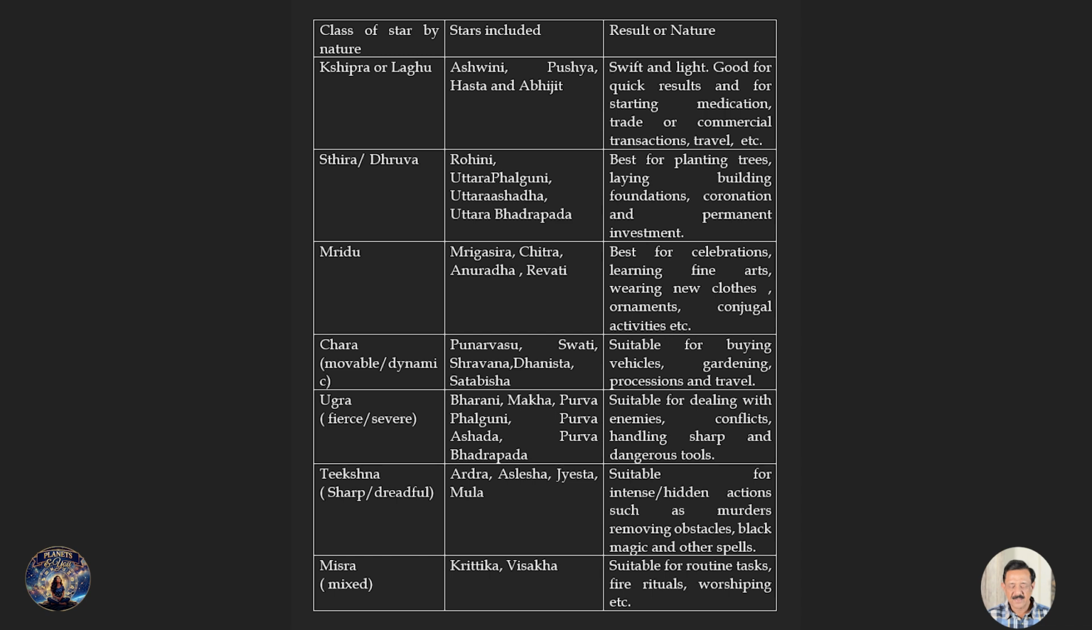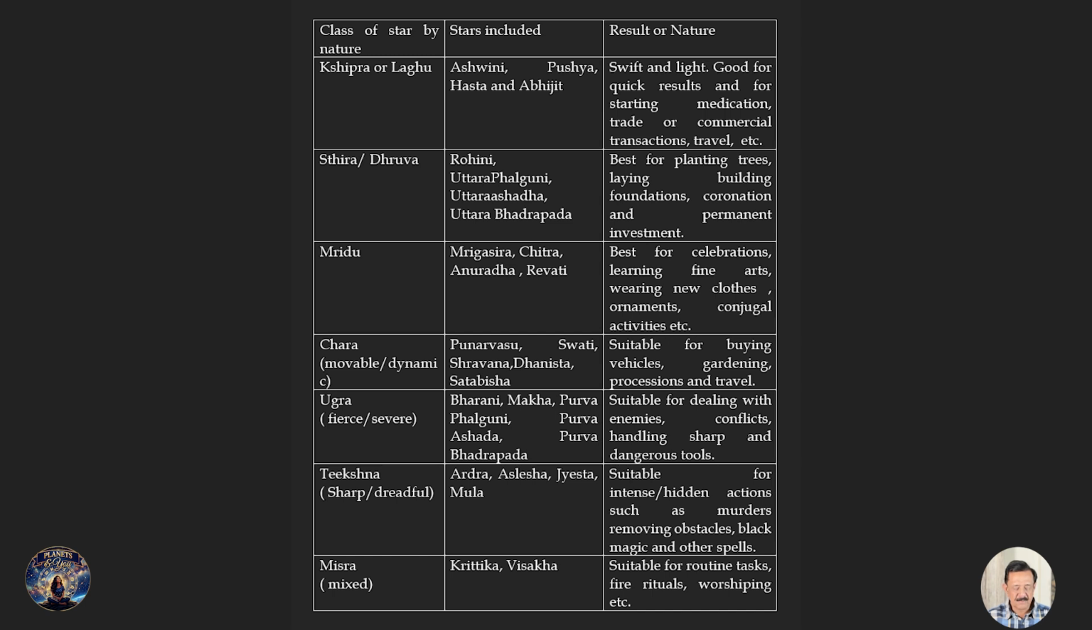They are good for quick results and for starting medication, trade or commercial transactions, travel, etc., where you want a quick closure. Next category is Sthira or Dhruva nakshatras. This category includes Rohini, Uttara Falguni, Uttarashada, Uttara Bhadrapada. These are best because these are Sthira nakshatras. They are best for planting trees, laying building foundations, coronation and permanent investments which are supposed to last long.